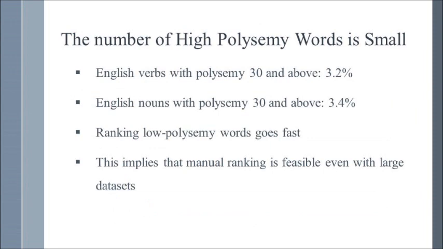The chart shows that the number of words drops steeply when polysemy increases. For instance, in the analyzed dataset, the number of English verbs with polysemy 30 and more is only 260, that is 3.2%. The English nouns with polysemy 30 and more contribute 3.4% to the total number of English nouns.